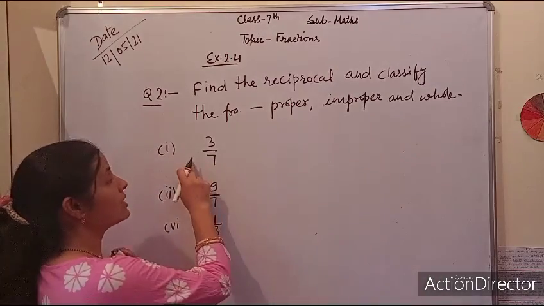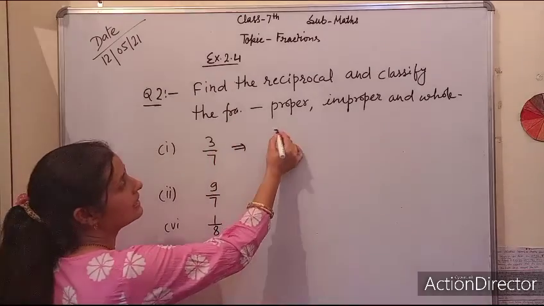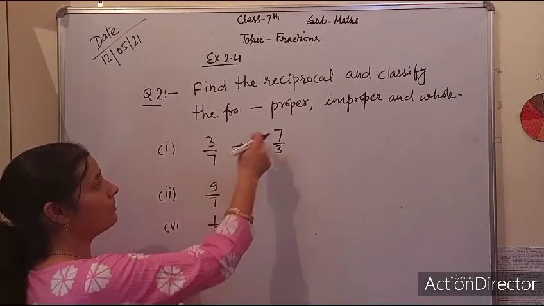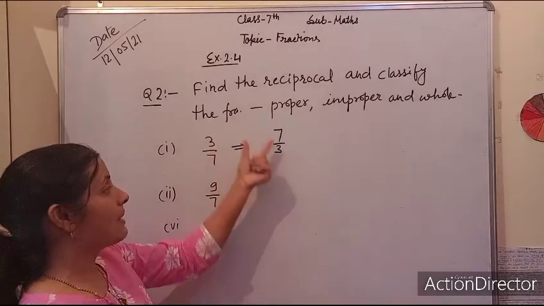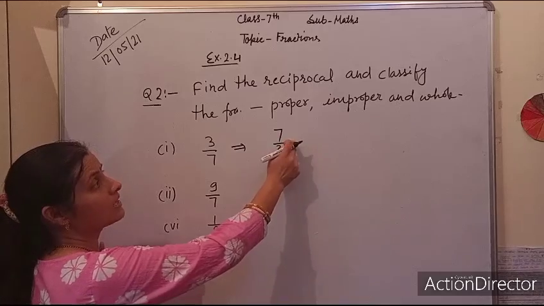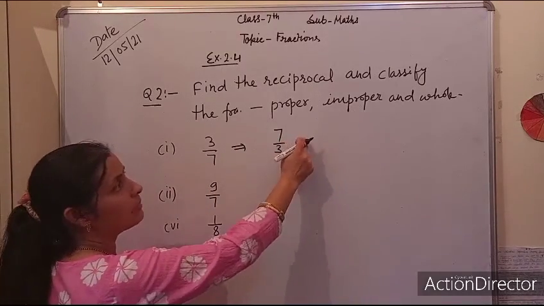So the first part is 3 upon 7. The reciprocal of 3 upon 7 will be 7 upon 3. Obviously, 7 will be the numerator and 3 will be written as the denominator. Then it will be said that 7 upon 3 is the reciprocal of 3 upon 7. Now we need to classify it. Which type of fraction is this? Is it proper, improper or whole?